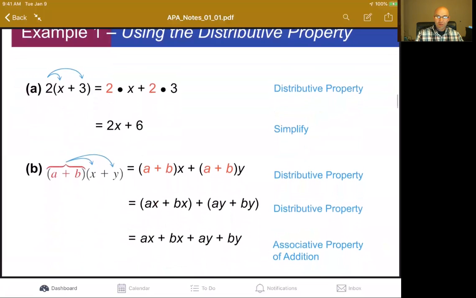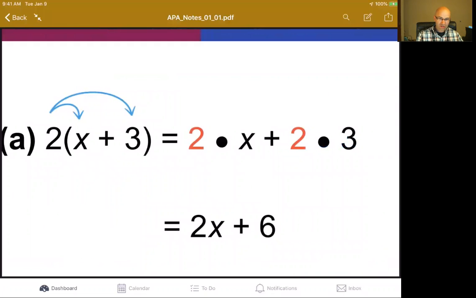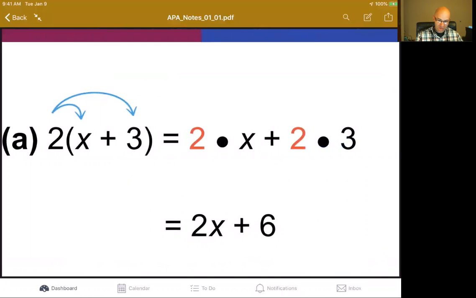Using the distributive property, you can see that in this case you're distributing the 2 to the x and the 3, and multiplication is implied when you don't have a symbol in there. So 2 times x plus 2 times 3 is what you get after you distribute the 2, which gives you 2x plus 6 when you simplify it.